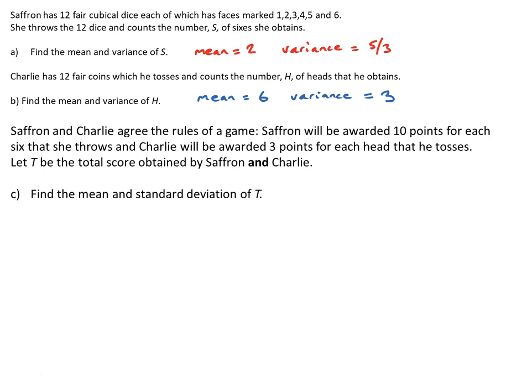Saffron and Charlie agree the rules of the game. Saffron's going to be awarded 10 points for each 6 that she throws, and Charlie's going to be awarded 3 points for each head that he tosses. We're going to let T be the random variable that denotes the total score obtained by Saffron and Charlie. And we've got to find the mean and standard deviation of T.